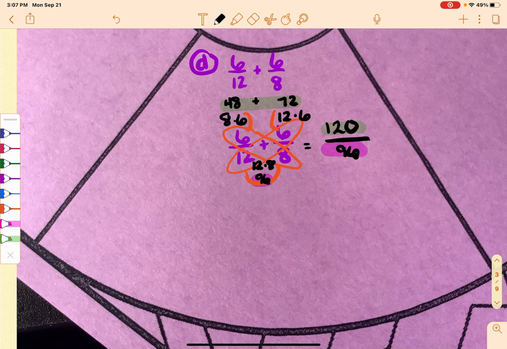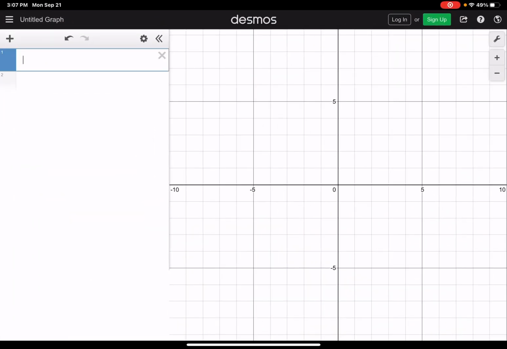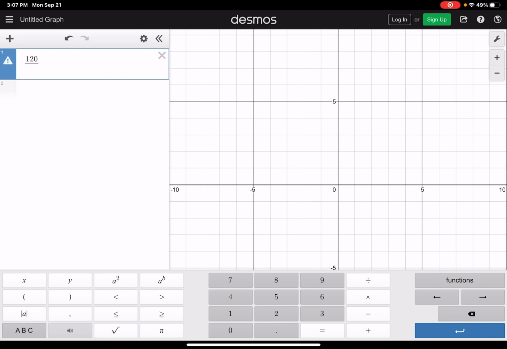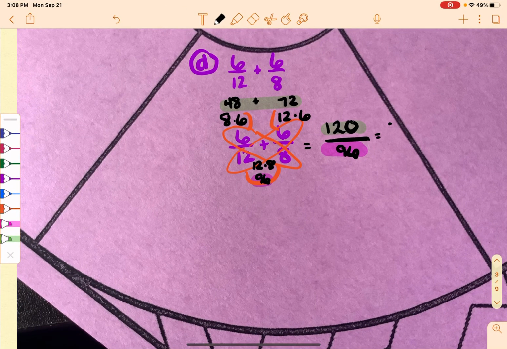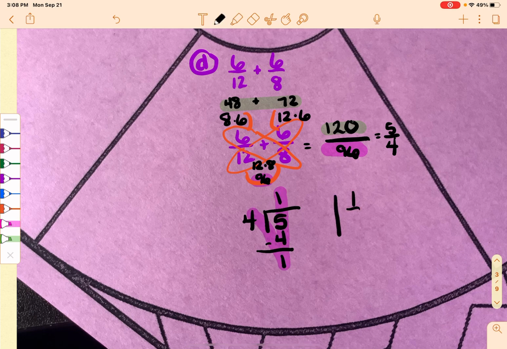So we're going to start by taking and putting this into decimals to see if I can reduce it. So I have 120 over 96. Hit the fraction icon on the blue bar, and it becomes 5 over 4. Now, because that number on top is bigger than the number on the bottom, I'm going to have to divide it out. So 4 goes into 5 once. So it's 1 1/4.